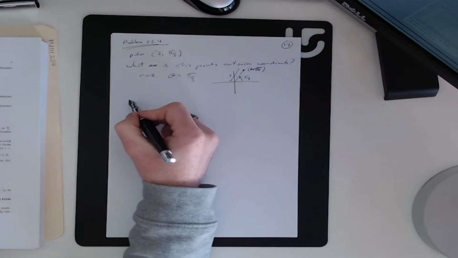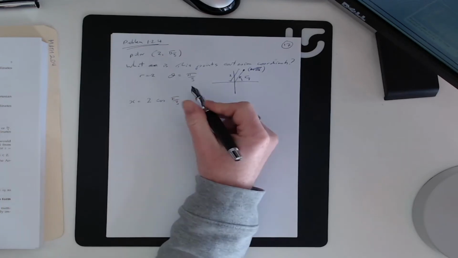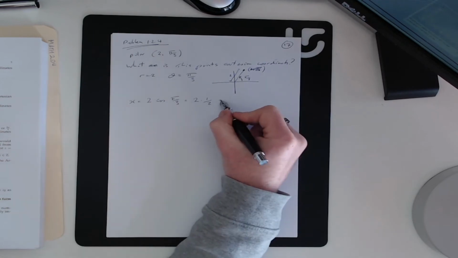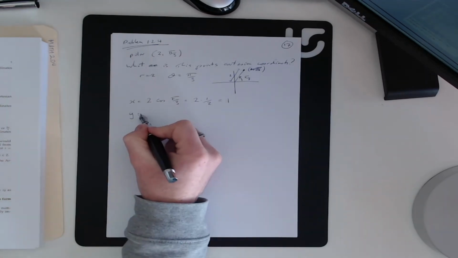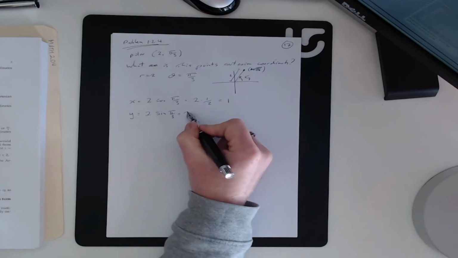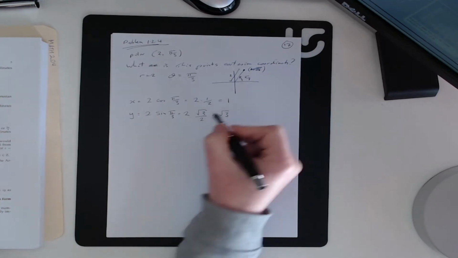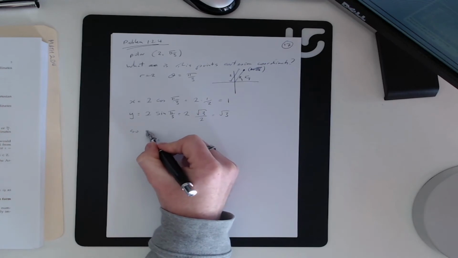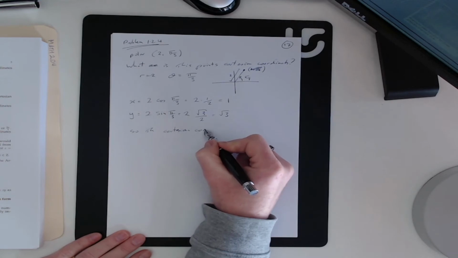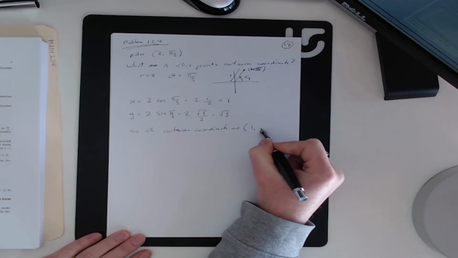Now, x is equal to 2 times cos pi over 3. Cos of pi over 3 is a half for some magic reason that I always forget, but it's written in the notes. Notes can't be wrong, right? Y equals 2 sine pi over 3, and sine pi over 3 is square root 3 over 2, which equals square root 3. So the Cartesian coordinates are 1, square root 3.